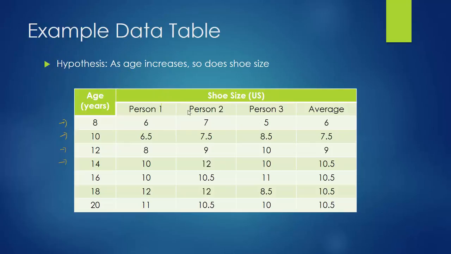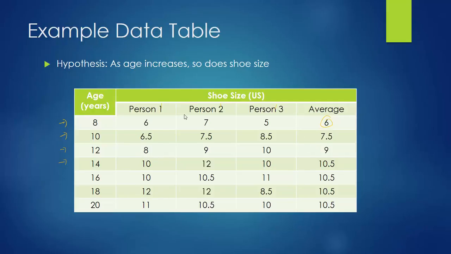So there's person 1, which would be like trial 1, person 2, and person 3. And this would be way too small of a sample size to actually get any real data off of. But here it is. And then the average shoe size for that particular age group appears at the end. So the average of 5, 6, and 7 is 6. And I've done that for all of these years.